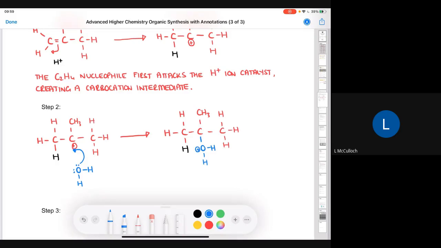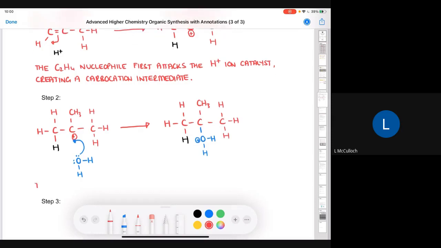Okay, so what we've got is a second intermediate. Now this intermediate that I've drawn on the right hand side of my reaction arrow here is called a protonated alcohol. It's an alcohol that has an extra H plus ion on it. So that's exactly what we've got. We've got an OH group, but there's an extra H plus ion on it. So that's a protonated alcohol.